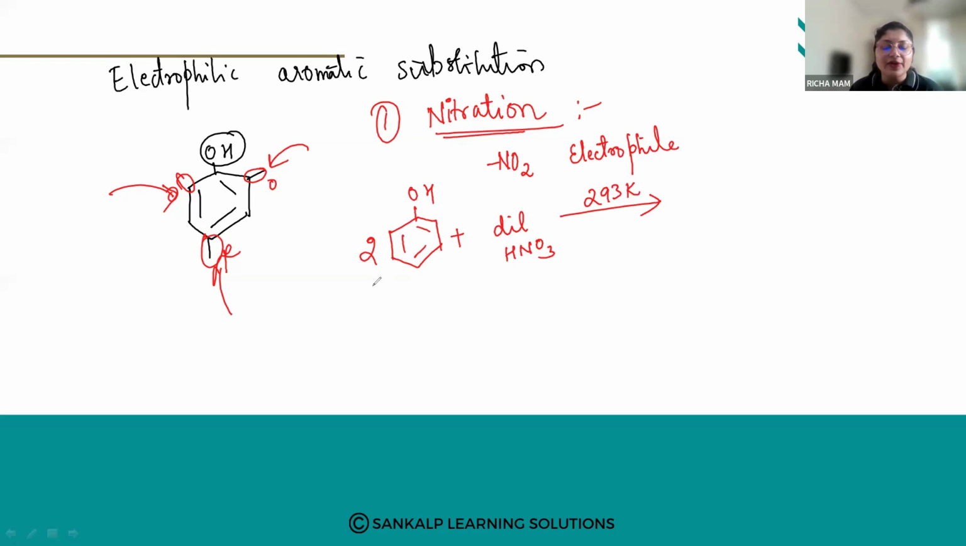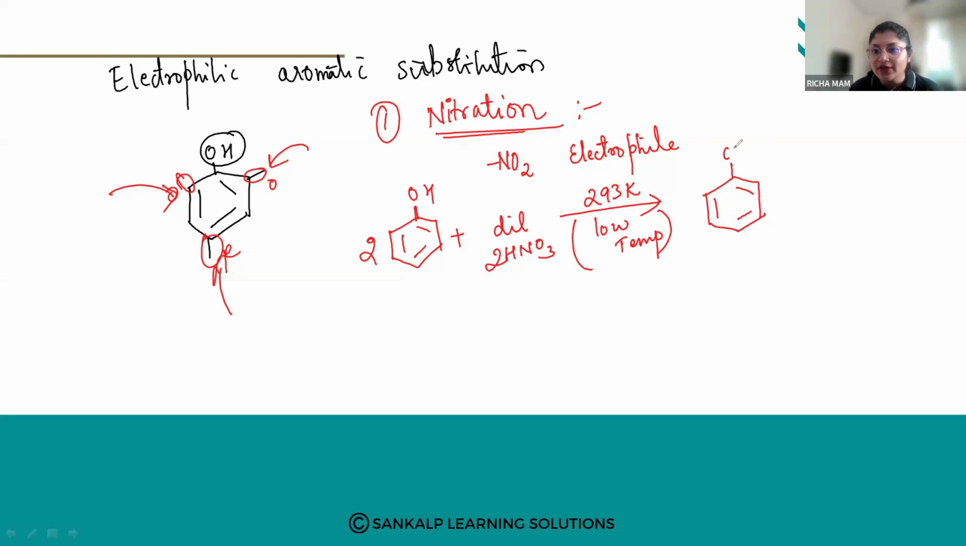We are going to take 2 moles of nitric acid and react it with phenol at a temperature of 293 Kelvin. The temperature given here is very low, so the condition is a very low temperature. What does it give you?